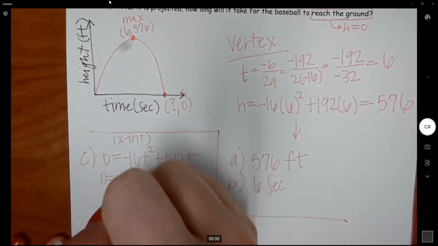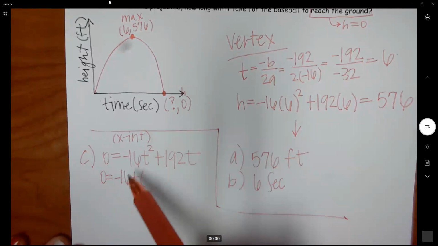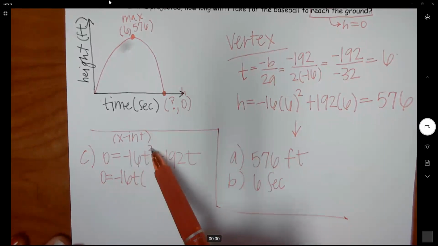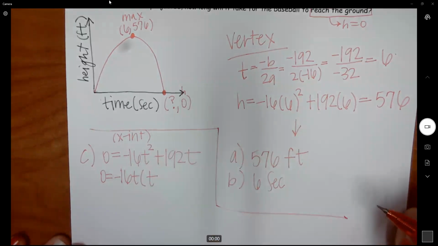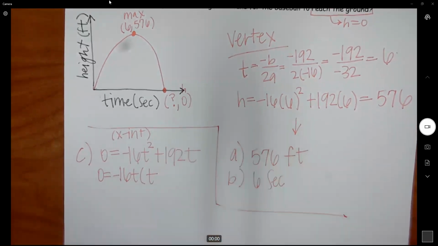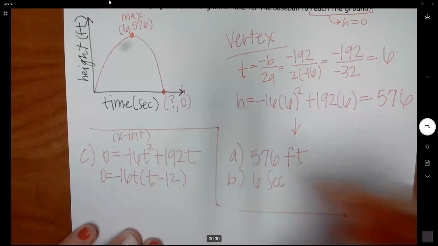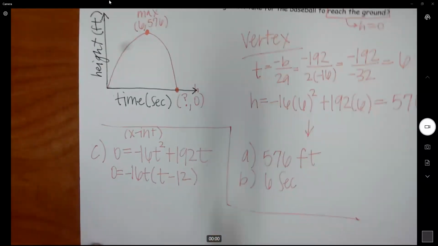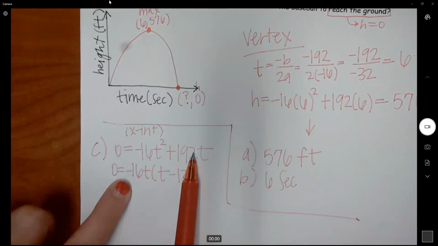So negative 16t times, negative 16t squared divided by negative 16t leaves me with just t. And then 192 divided by 16 is 12. If you FOIL this back, we get back to the original. Right here is negative times negative to give me positive.